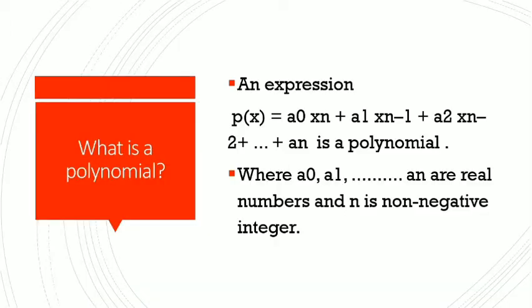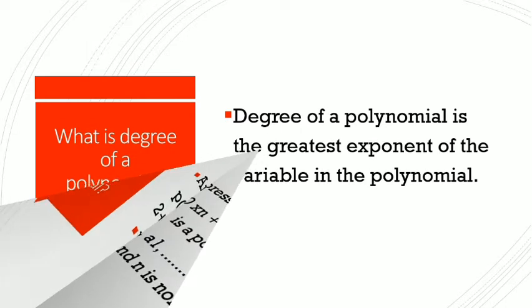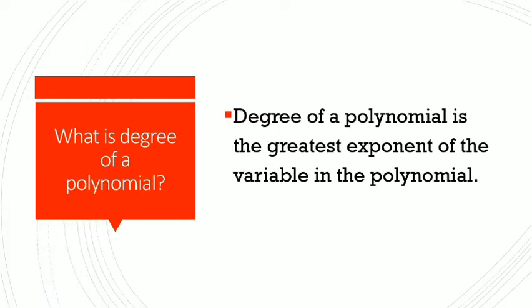Now here, in a0 x^n, the 0 and n are suffixes, which is not possible for me to write down as a suffix. a0, a1 and a2 up to an are all coefficients.